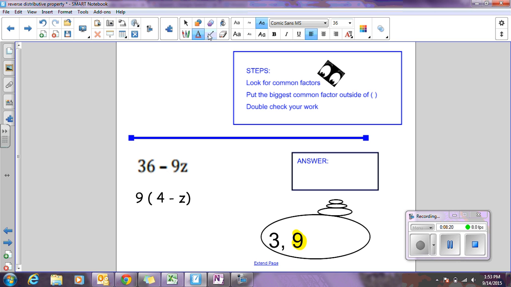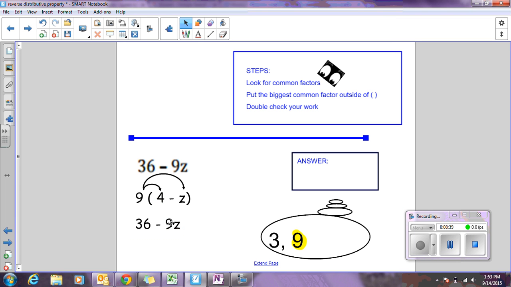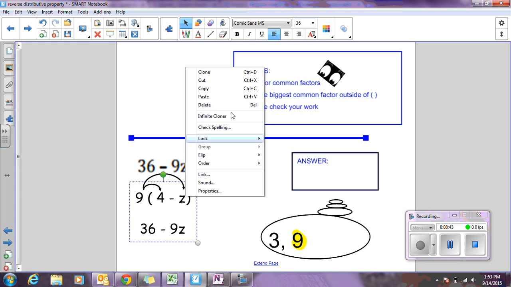So we should check it. 9 times 4, and then 9 times z. Okay, 9 times 4 is 36. There's a minus sign. 9 times z is 9z. And is that what I started with? It sure is. That's our answer.